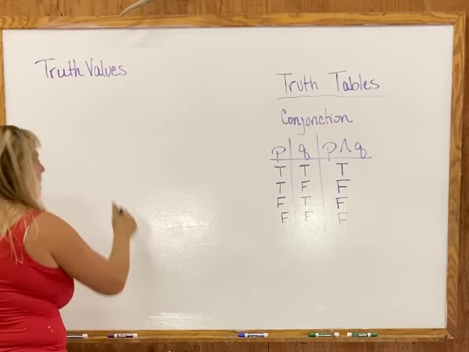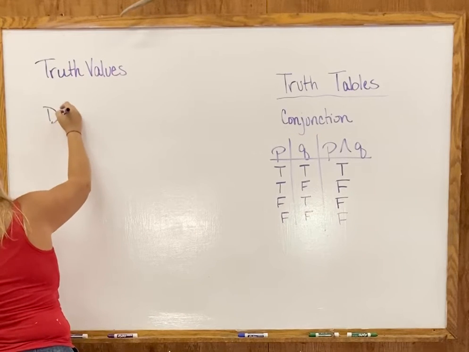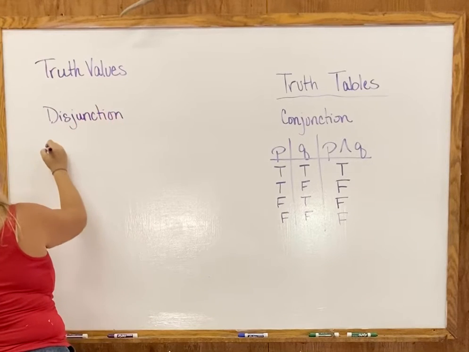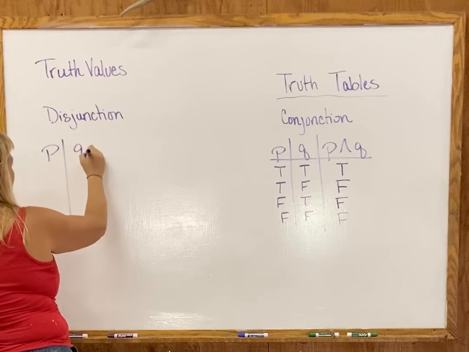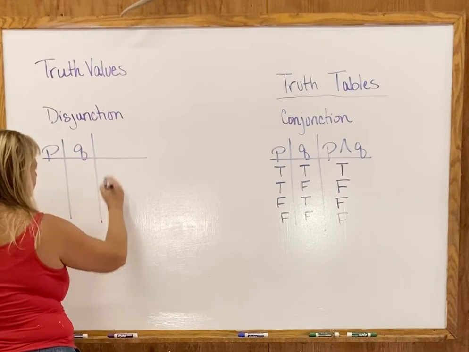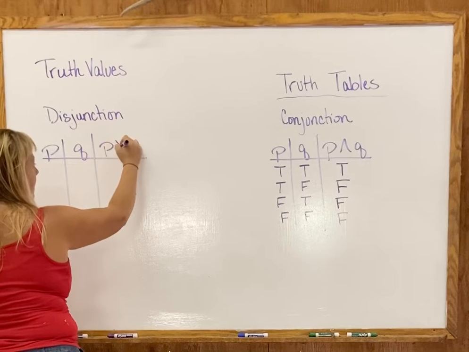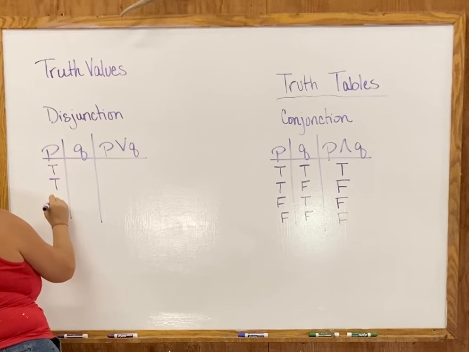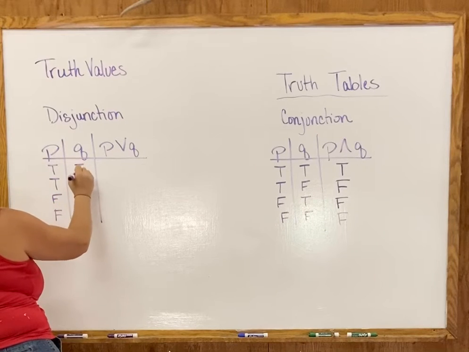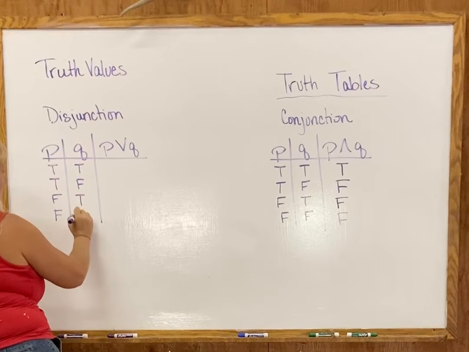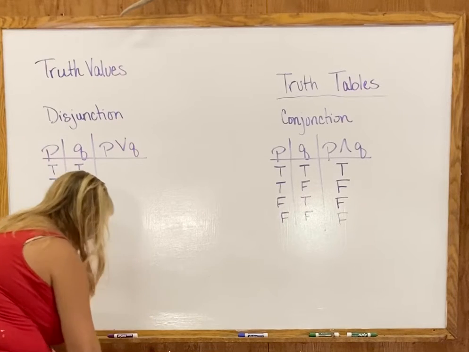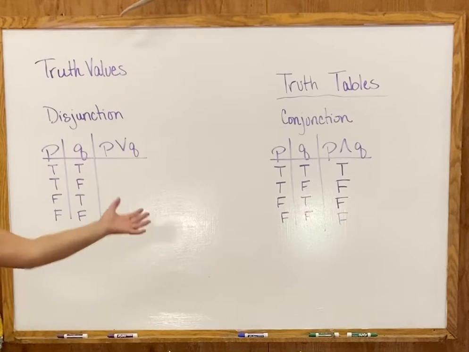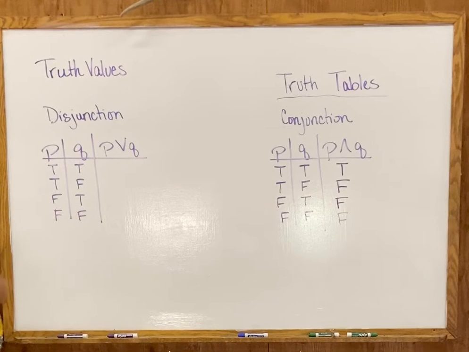truth table, but this time let's do it for the disjunction. So again, we're going to start with the P and the Q, but this last column here is going to be the P or Q. So remember, this always goes true, true, false, false, and then true, false, true, false. Now, or is like one or the other, so we're kind of loosey-goosey here. One or the other will work.